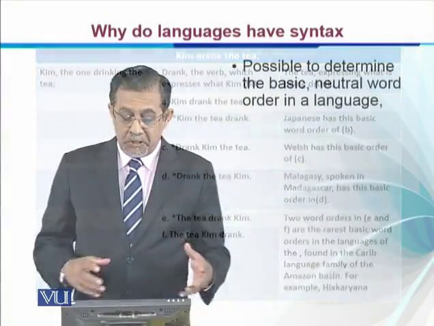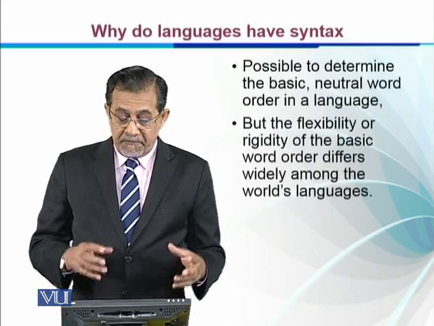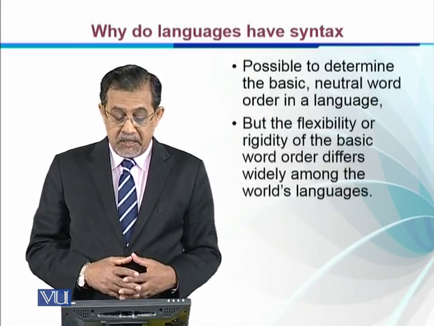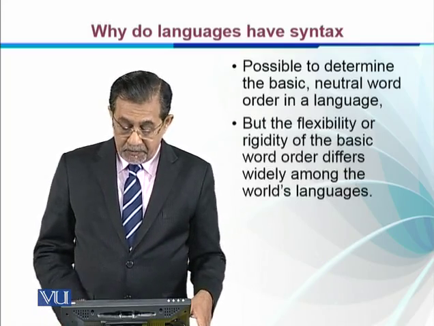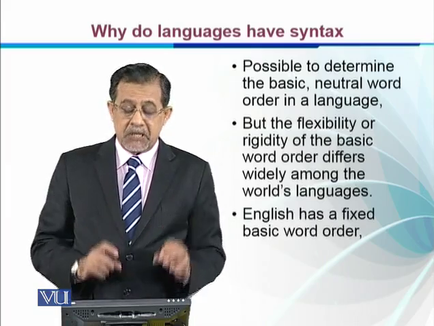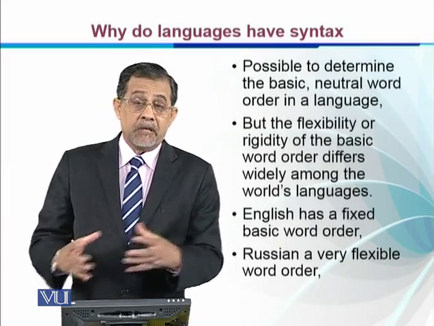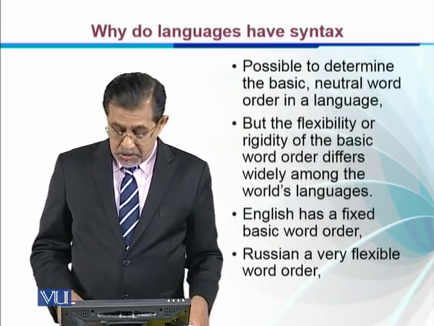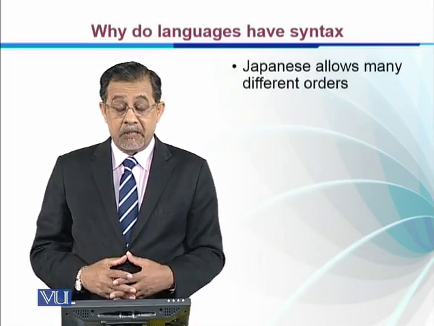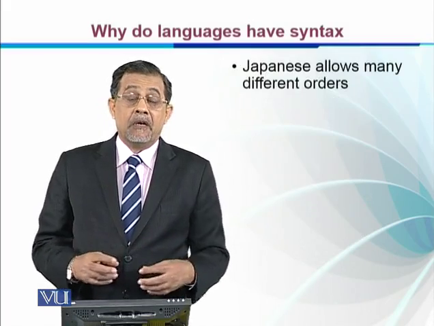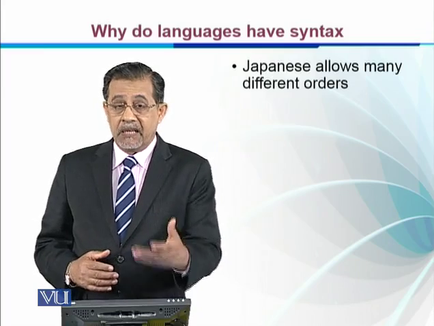So it is possible to determine the basic neutral word order in a language. But the flexibility or rigidity of the basic word order differs widely among different languages of the world. English has a fixed basic order, SVO. Russian, on the contrary, has a flexible word order. Japanese allows many different orders. So there is a possibility of changing the different functions of the word, subject, verb, object. They come in the beginning, end, or in the middle.